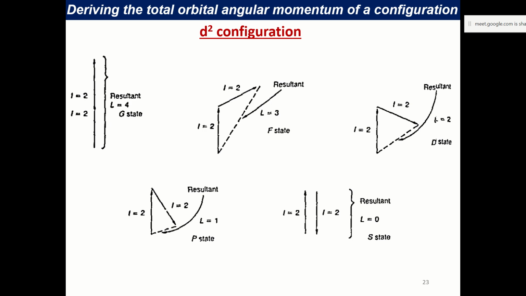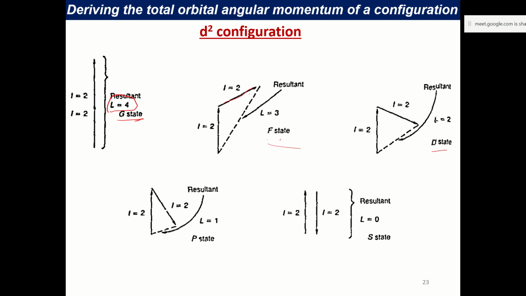And when we are looking at D2 configuration, we had 2 plus 2, G state. So pictorially this is how it turns out to be. So this is when they are perfectly aligned, the angular momentum vectors. You have maximum value of angular momentum, resultant is high, and this is the same two vectors with L equal to 2 now adding up in this manner at different angles. The resultant is small, and so on.